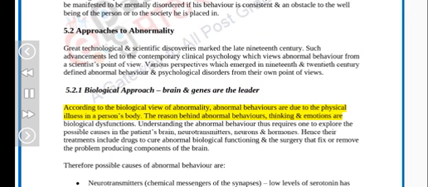According to the biological view of abnormality, abnormal behaviors are due to physical illness in a person's body. The reason behind abnormal behaviors, thinking and emotions are biological dysfunctions. Understanding abnormal behavior thus requires one to explore the possible causes in the patient's brain, neurotransmitters, neurons, and hormones. Hence, their treatments include drugs to cure abnormal biological functioning and surgery that fixes or removes the problem-producing components of the brain.